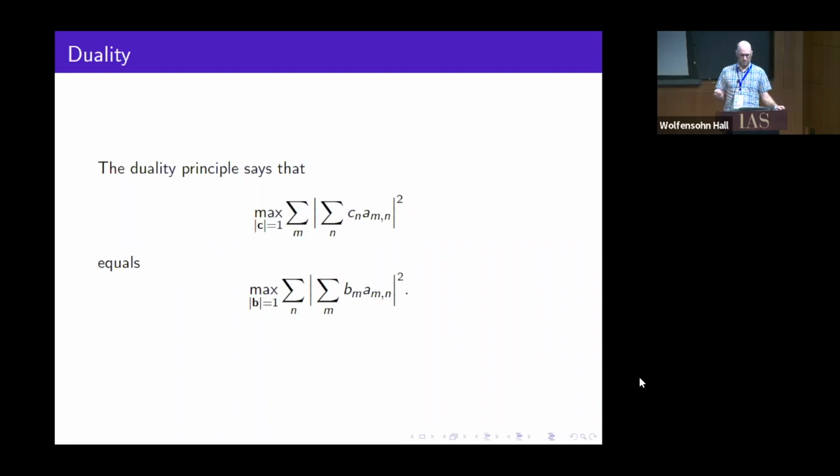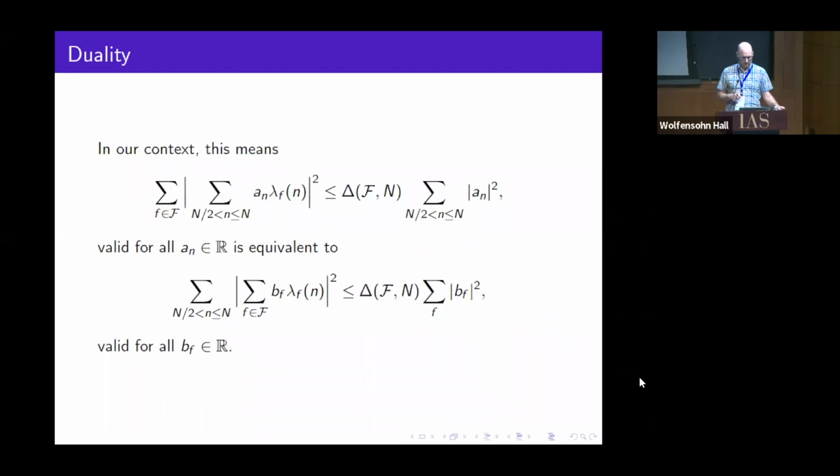So the value of delta for the first norm is the same as the value of delta for the second norm. So the minimal value of delta. This is true because we're looking for arbitrary coefficients, and it's difficult to convert information from one side to the next. But this is one of the reasons why it's important to study this for arbitrary coefficients, because it lets us use the duality principle.